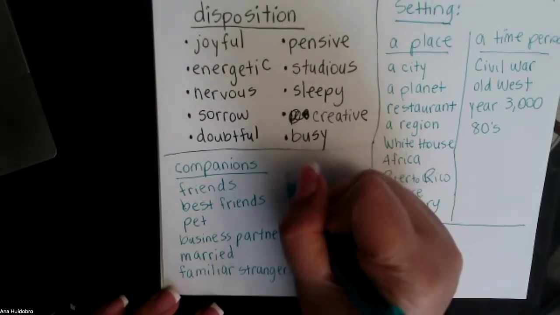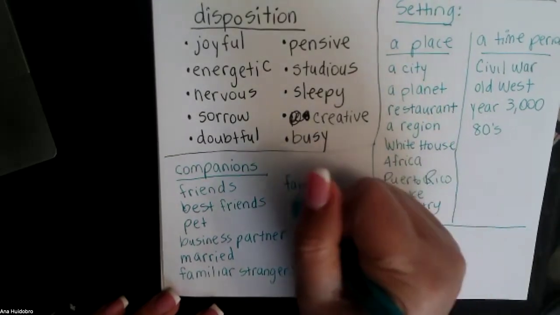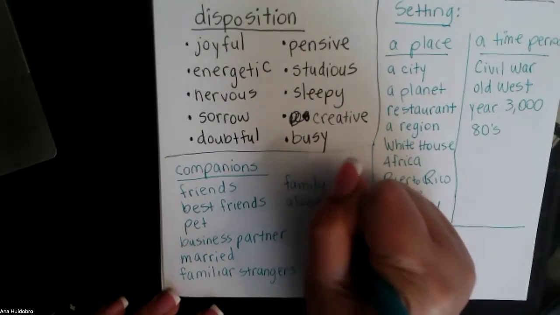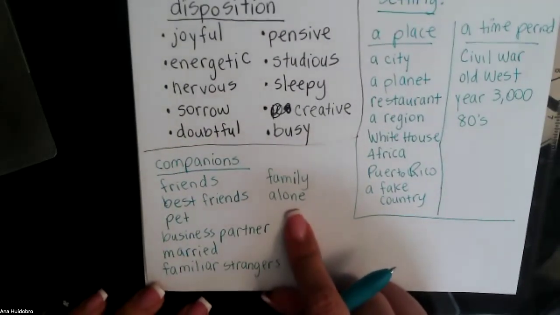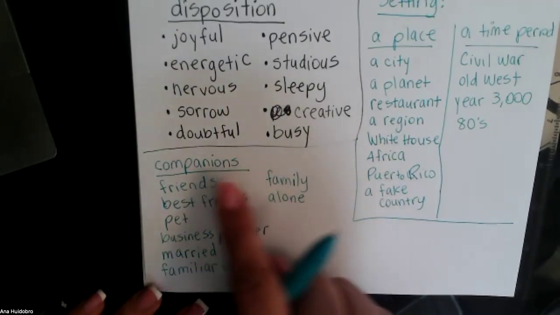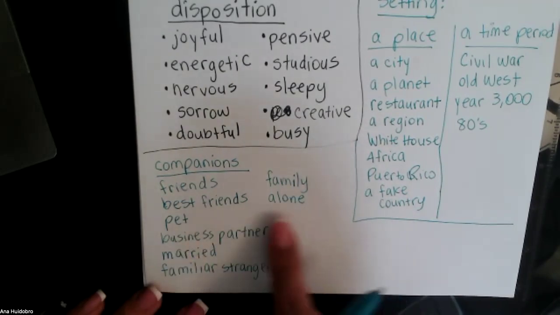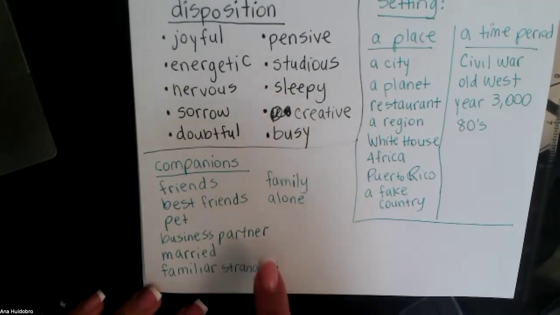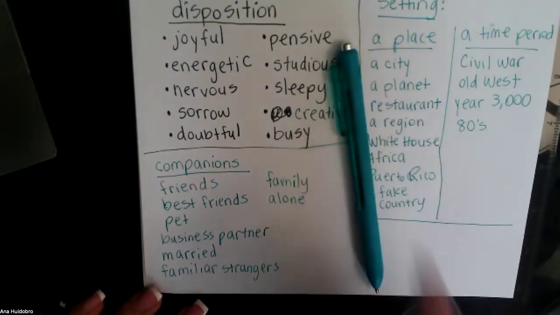Is their family around, or are they alone a lot? Are they loners? I think there was a movie about a guy on an island who started talking to his football because he was alone all the time, right? So, what kind of companions? You just have to write the word companions and tell me one or two things that show what kind of people are around your character. Go ahead.